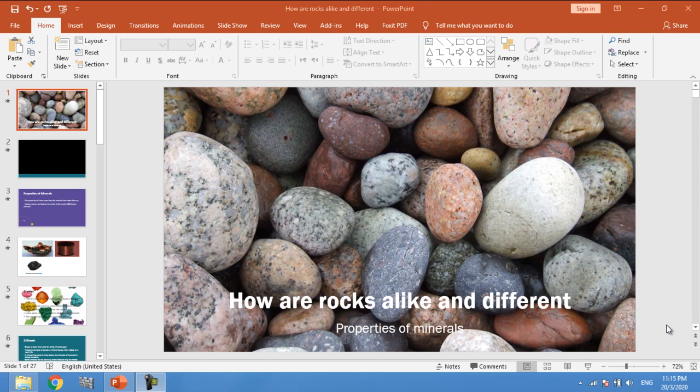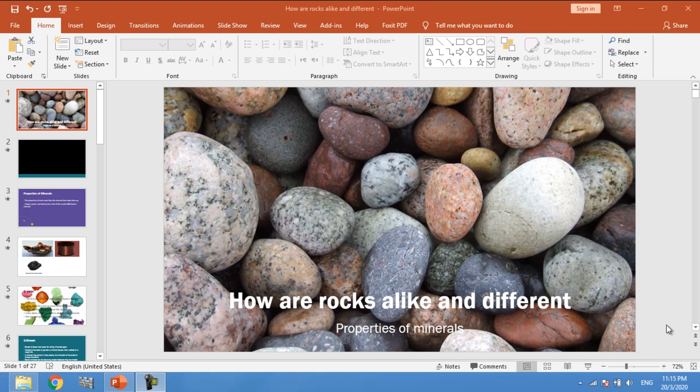Today we are going to talk about properties of minerals. Do you remember minerals? What is a mineral? It is the building unit for rock. Do you remember? And what is meant by property? Property is what you can observe with your senses about an object.